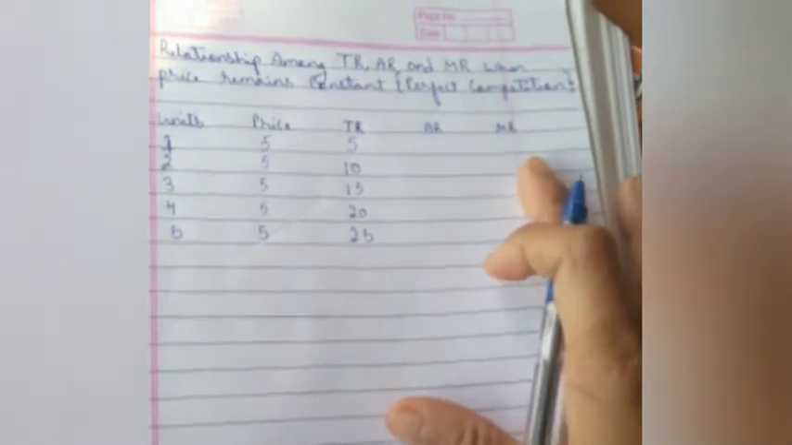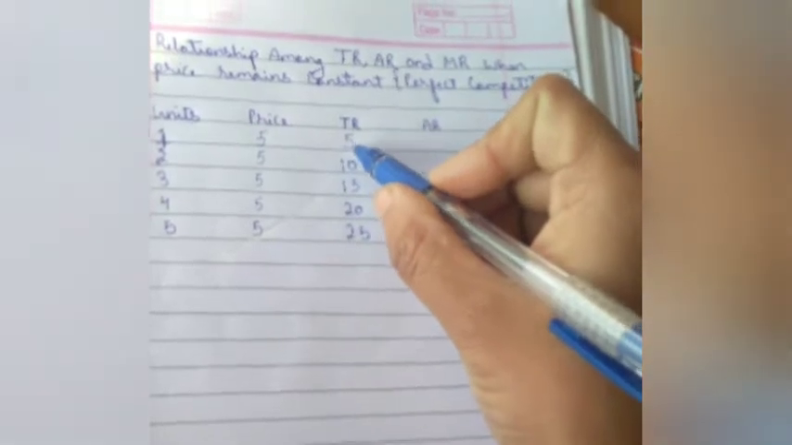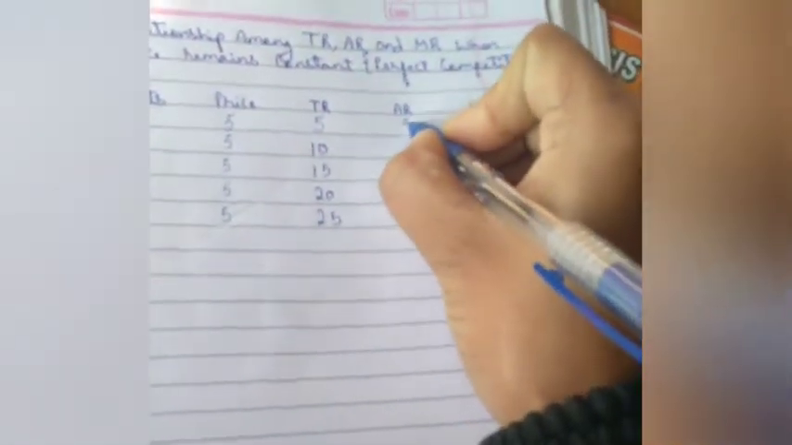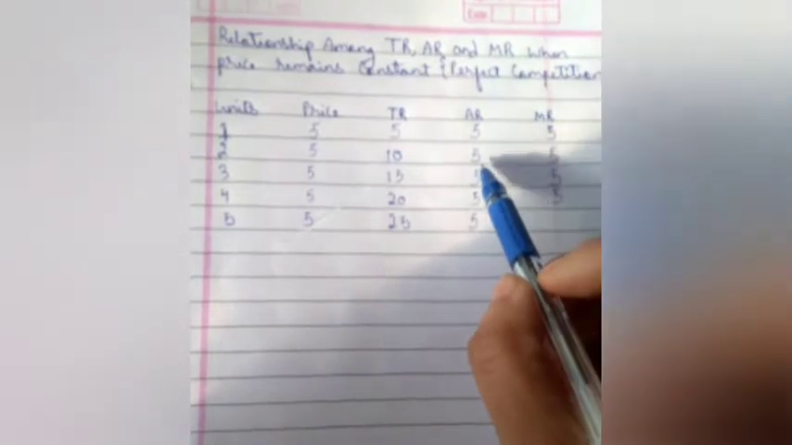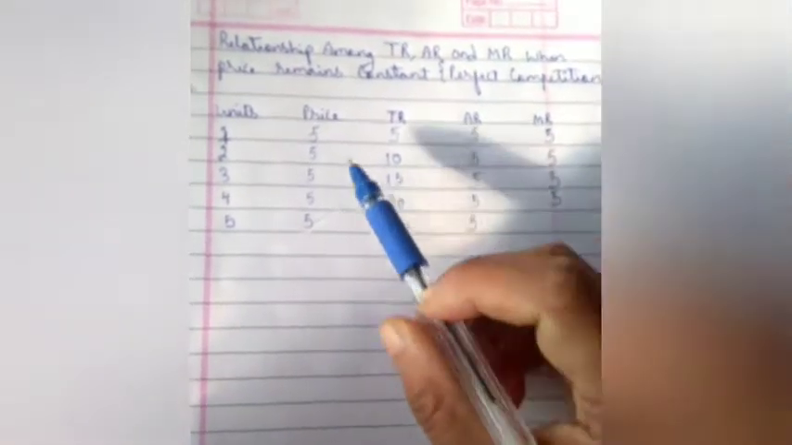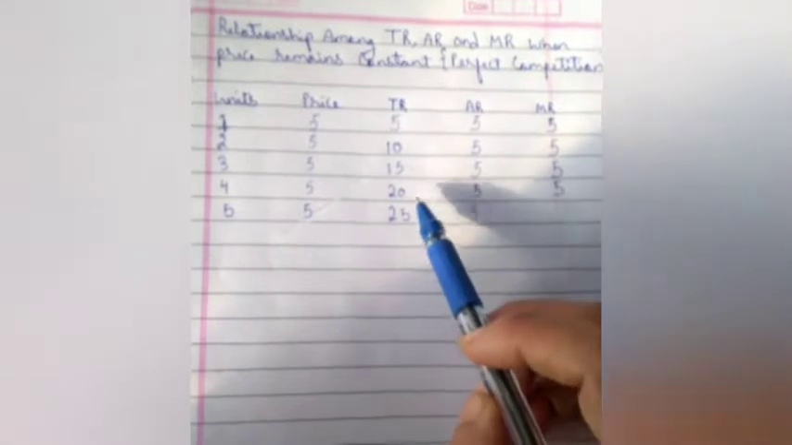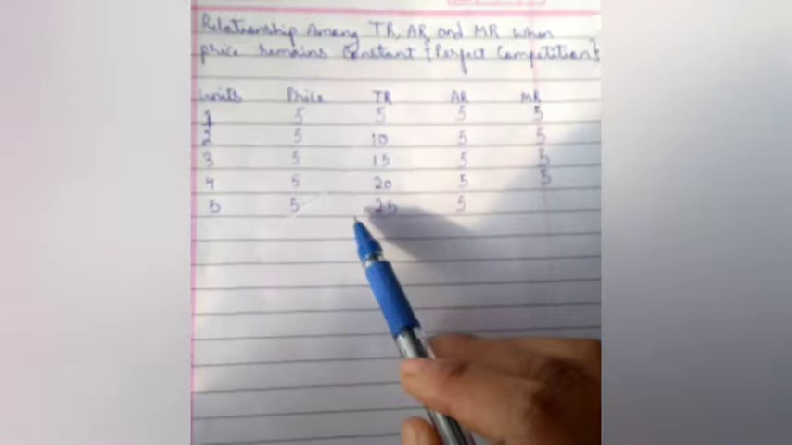How do we take the average revenue? We take the average revenue using the formula TR by Q. I have explained this in the previous video. TR by Q, so 5 by 1, how much will it be? 5. How do we again get 5 here? Because it is 10 by 2, which is 5. This will be 15 by 3, so it is 5. 20 by 4, again 5. And 25 by 5, again 5.